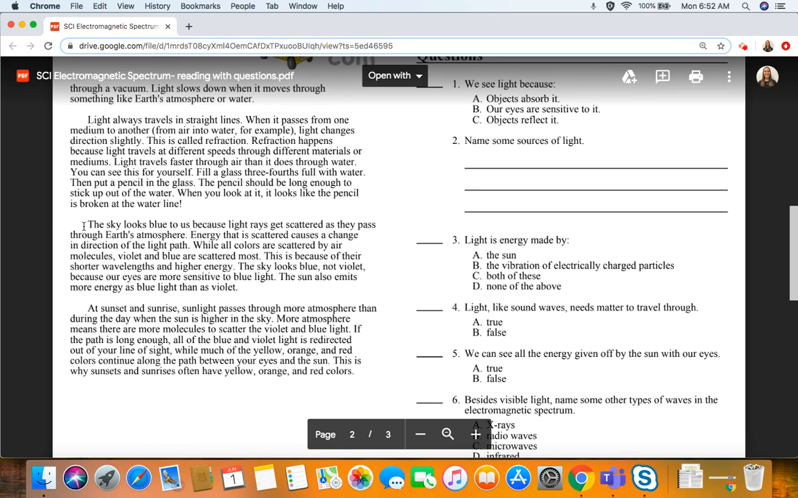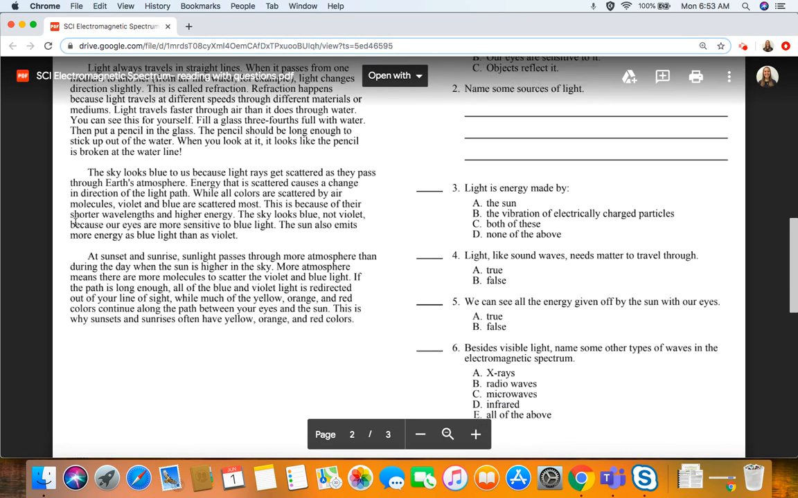The sky looks blue to us because light rays are scattered as they pass through the Earth's atmosphere. Energy that is scattered causes a change in direction of the light path. While all colors are scattered by air molecules, violet and blue are scattered most. This is because of their shorter wavelengths and higher energy. The sky looks blue, not violet, because our eyes are more sensitive to blue light. The sun also emits more energy as blue light than as violet.